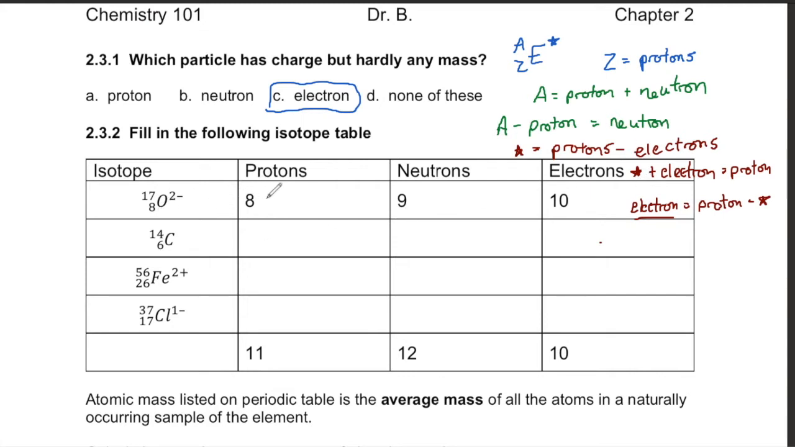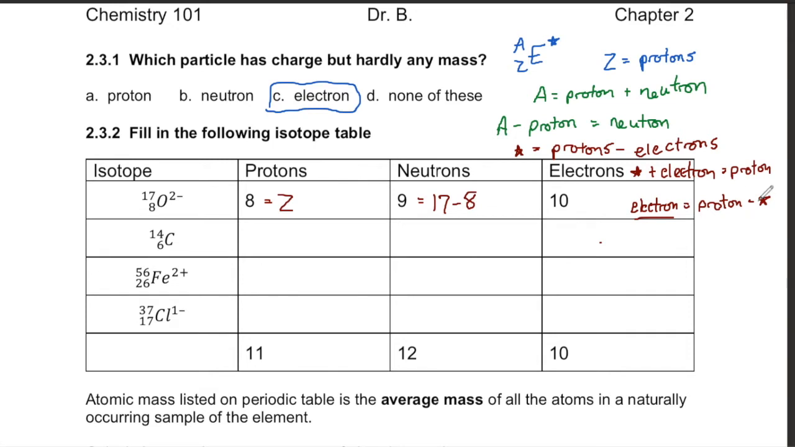So the proton is this number here, the subscript over to the left, so that is pretty easy. Neutrons, to find the neutrons, we're going to take the mass number, which is the superscript to the left, and we're going to subtract the number of protons. 17 minus 8 does give us 9, so that is how we found the neutrons.